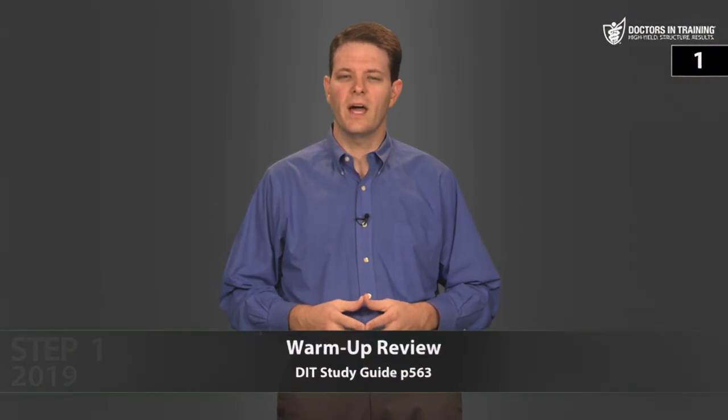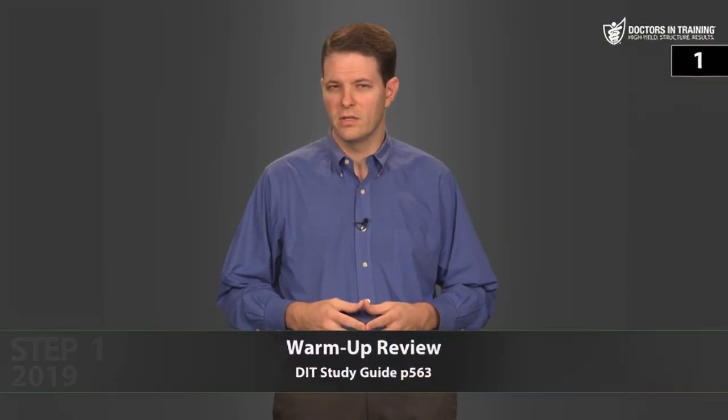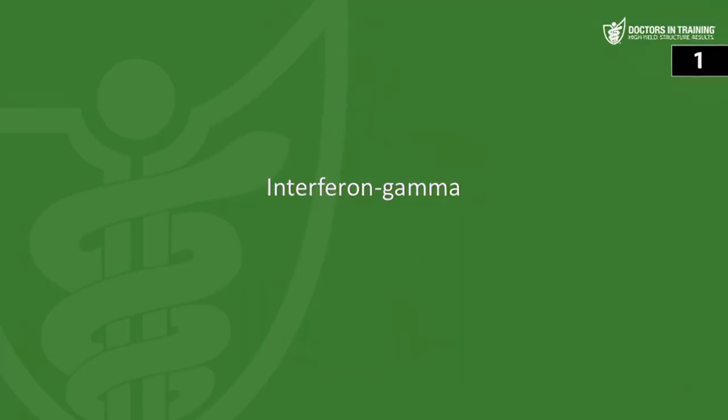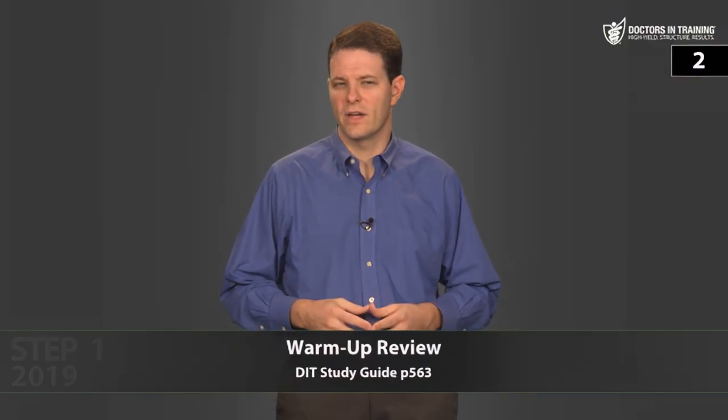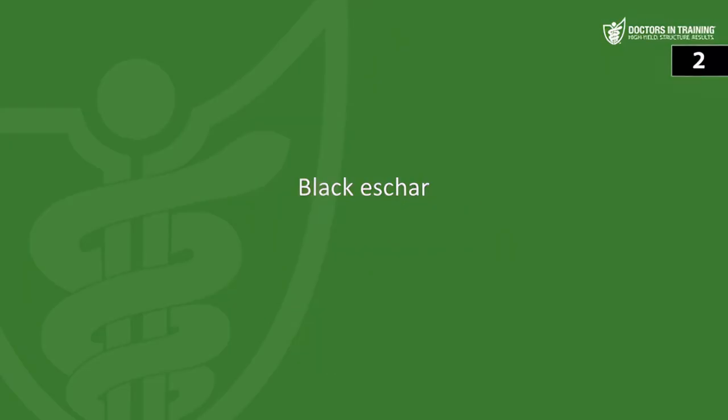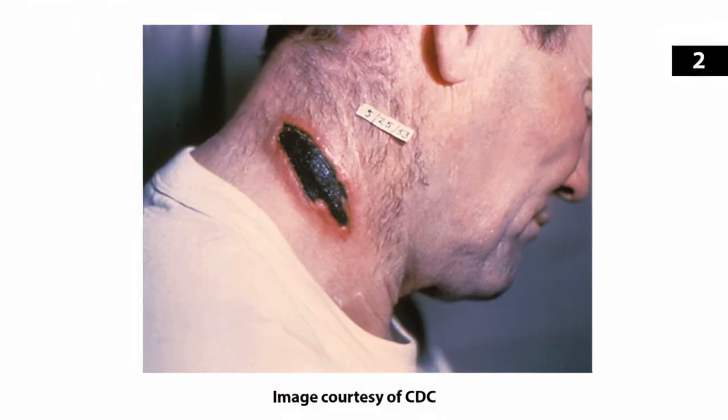Let's go over the warm-up questions. First one says, which cytokine inhibits T helper 2 cells? That's interferon gamma. Next, what dermatologic finding is associated with Bacillus anthracis infection? You can see a black eschar with necrosis surrounded by an edematous ring like you see here. This is caused by lethal factor and edema factor.